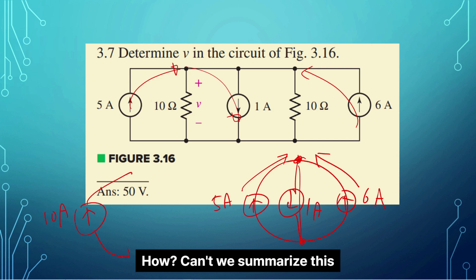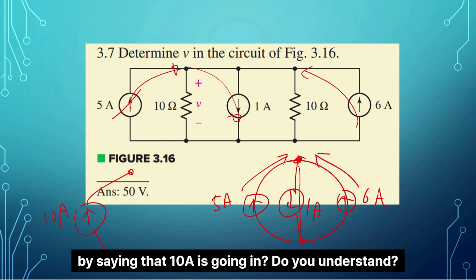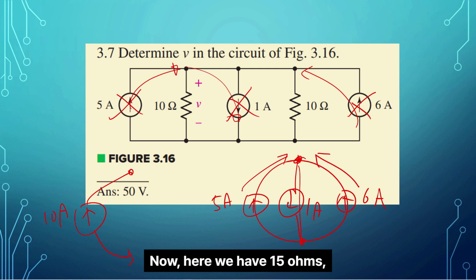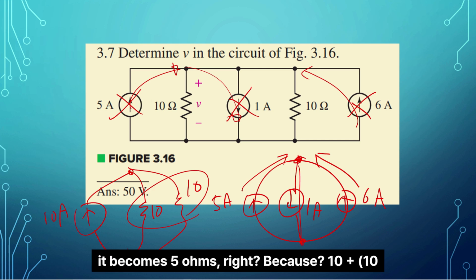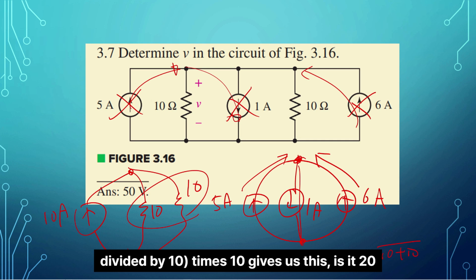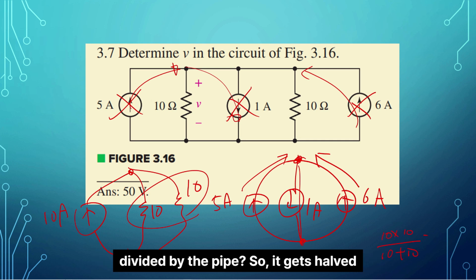How? Can't we summarize this by saying that 10A is going in? Do you understand? Now, here we have 15 ohms, and here we have another 15 ohms. It can be that simple. If we calculate these two as parallel resistors, it becomes 5 ohms, right? Because 10 times 10 divided by 20 gives us this. It gets halved.